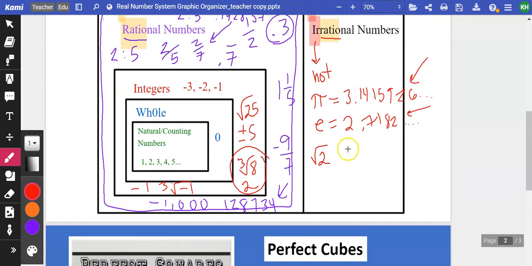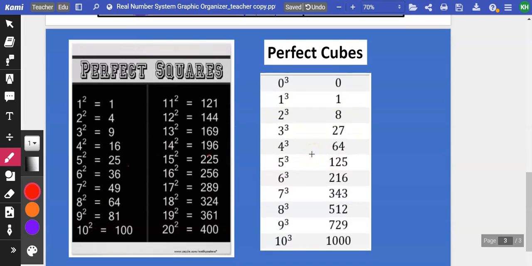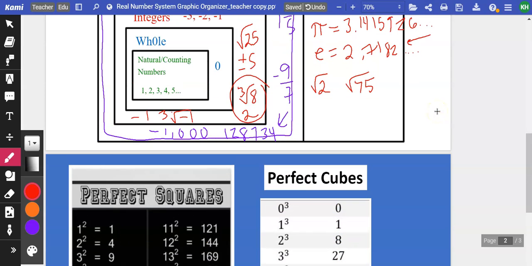Okay, so we wrote the square root of 2. I was going to write down the square root of 75, and now I'm going to move on to the perfect cube numbers. If you take the cube root of 64, you'll get 4. If you take the cube root of 216, you'll get 6. So if you take the cube root of a perfect cube, you're going to get an integer. However, if you take the cube root of a number like 16, look, 16 is not a perfect cube, you're going to get an irrational number.